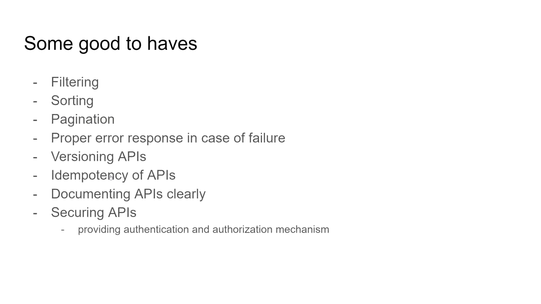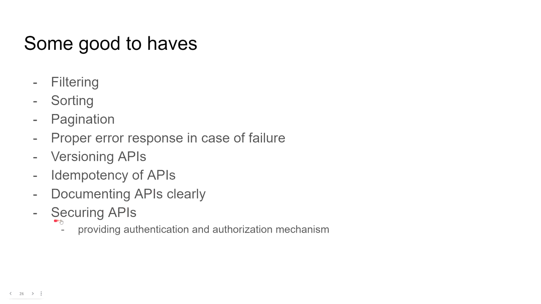Then there are certain good-to-have features also, like filtering, sorting, pagination, proper response codes, error response in case of an API failure, versioning, idempotency, documenting, securing, etc. Right? So let's understand them one by one.